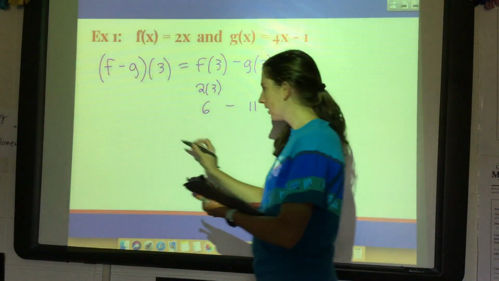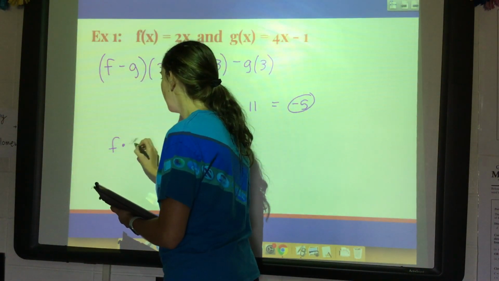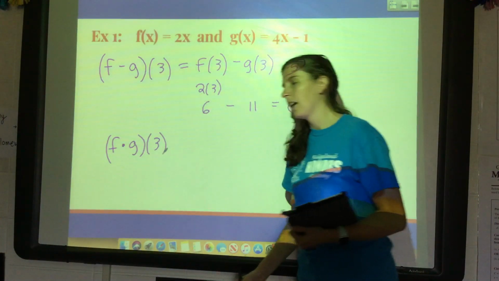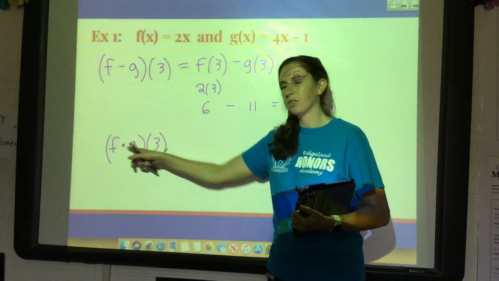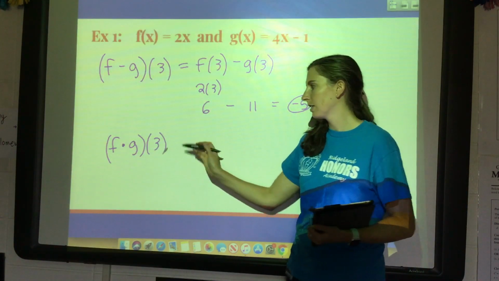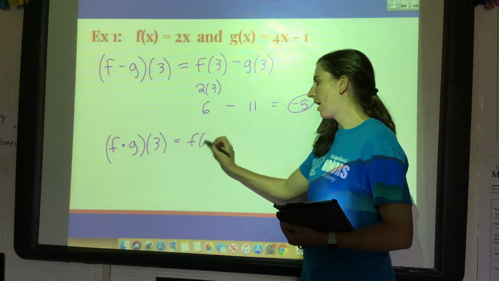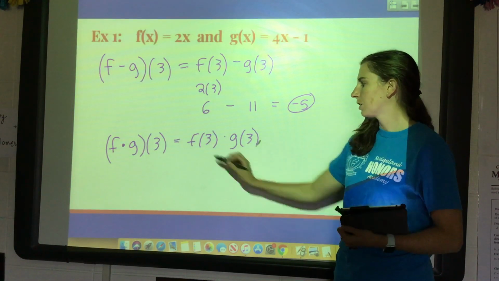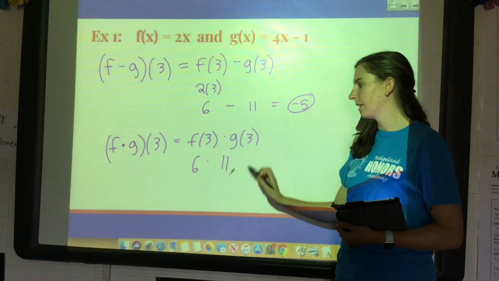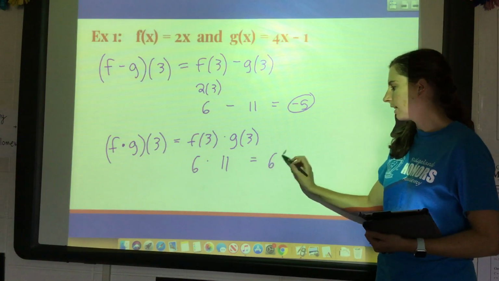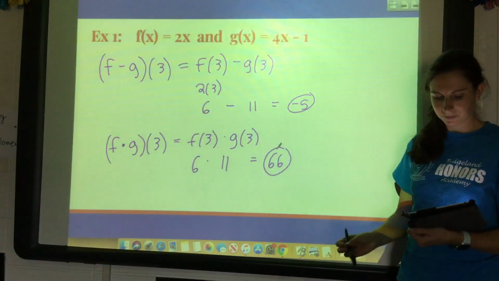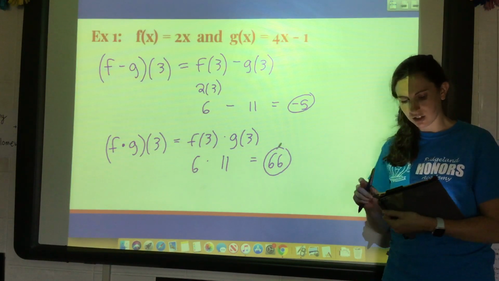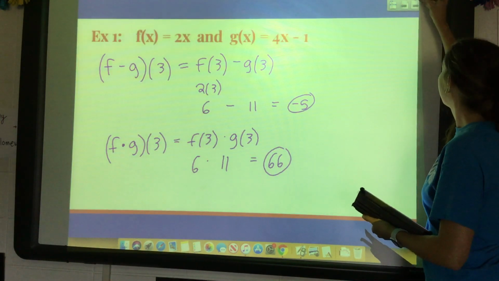Let's try f times g of 3. Again, if you want to multiply the functions first and then put in the 3, that works. Or you could do f of 3 times g of 3. So 6 times 11, which is 66. All right, let's try just a couple more.